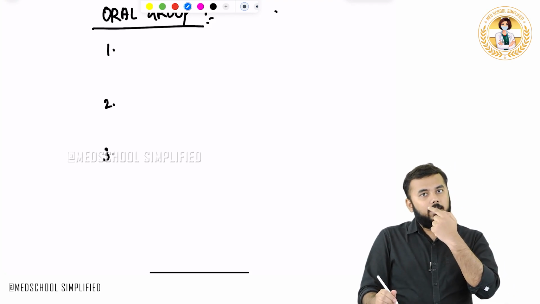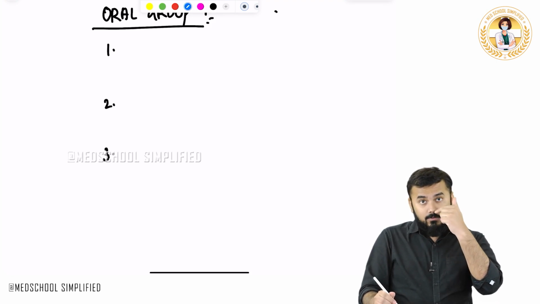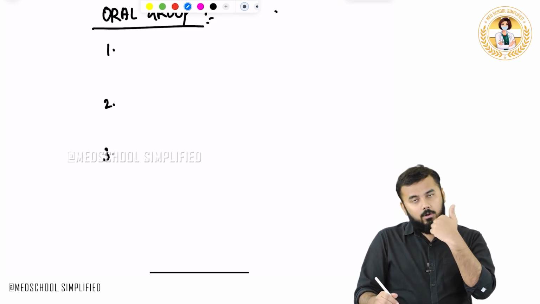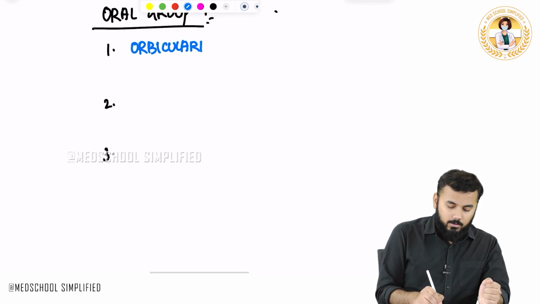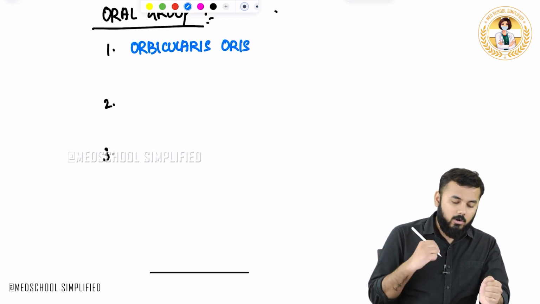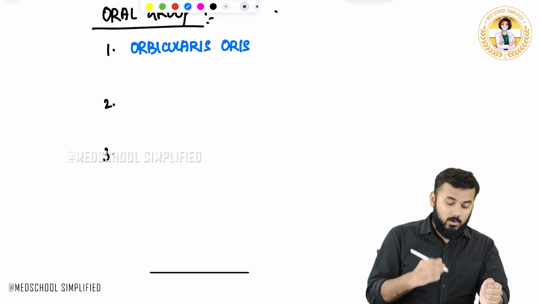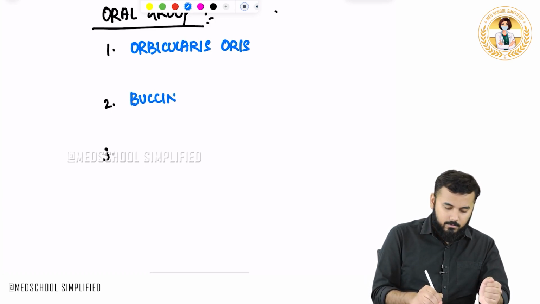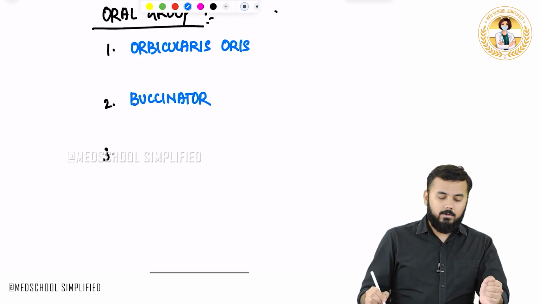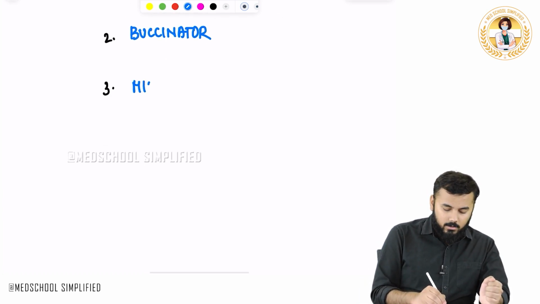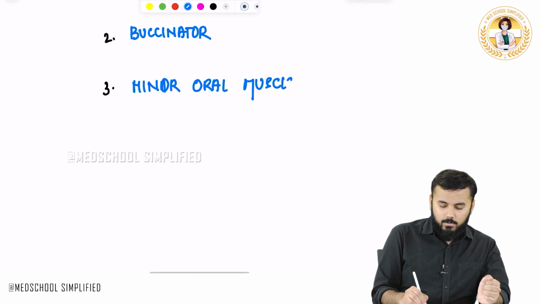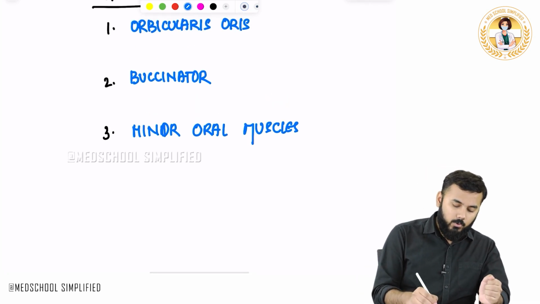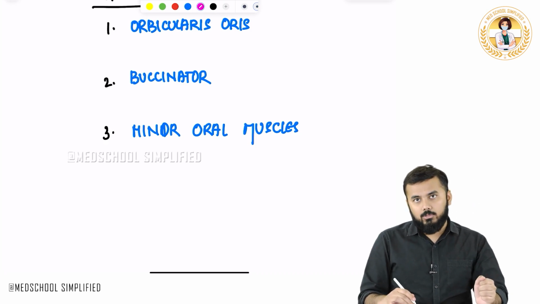One is called Orbicularis Oris. This time it is Oris. Previously it was Oculi, Orbicularis Oculi. This is Orbicularis Oris. After Orbicularis Oris, the next muscle you have here is called the buccinator muscle. And next you have the minor oral muscles, small oral muscles called minor oral muscles.